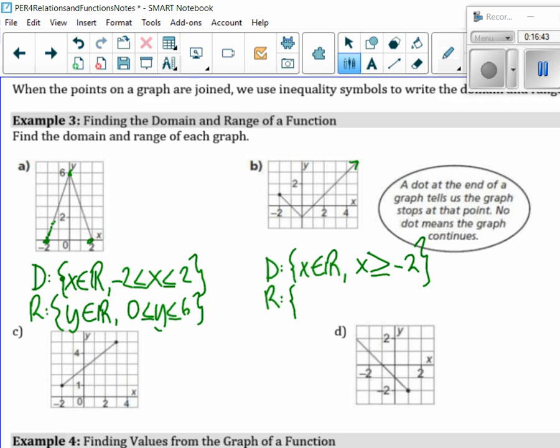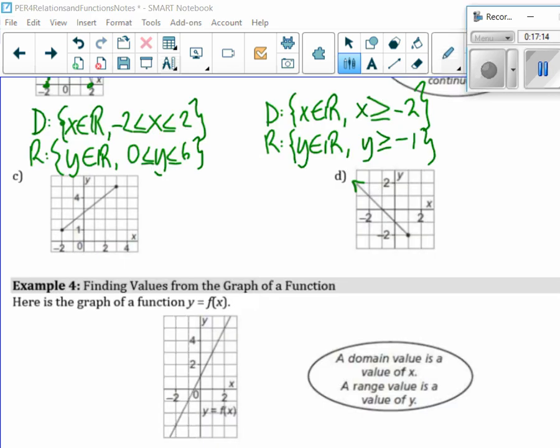Okay, let's try the range. So y is an element of the reals. Okay, let's see if we can get this one. What are we starting with our range? Y is greater than or equal to -1. Yes, -1. It starts at -1, the lowest y value. Do you see that? And then goes up forever.